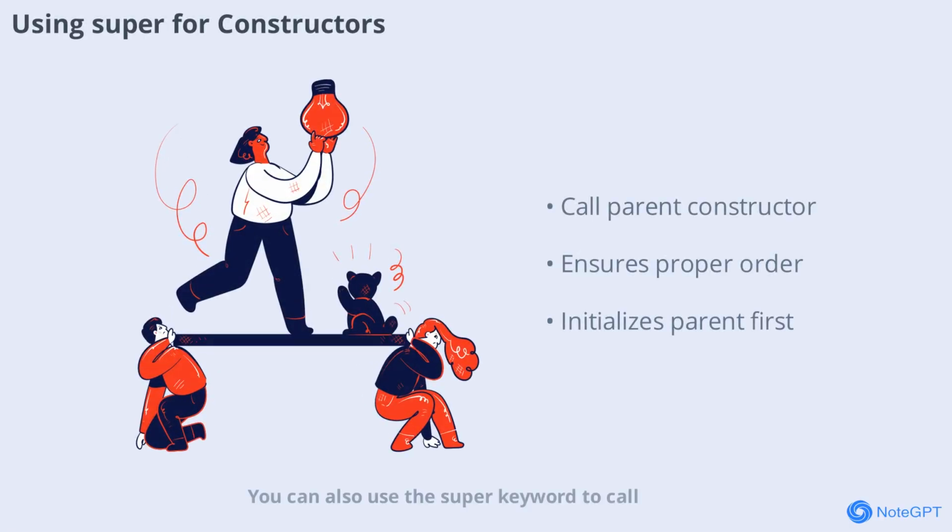You can also use the super keyword to call the parent class constructor from the child class constructor. This is especially important when the parent class needs to be initialized before the child class can set up its own properties. By calling super, you ensure the parent's constructor runs first, maintaining the correct initialization order.